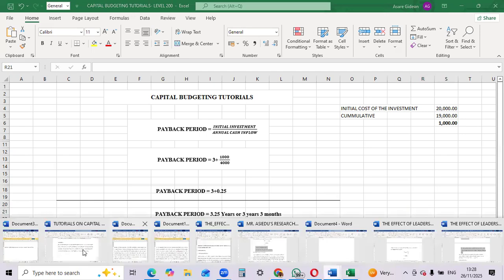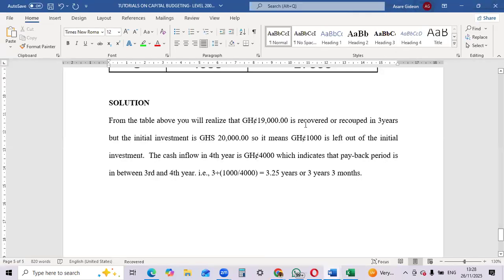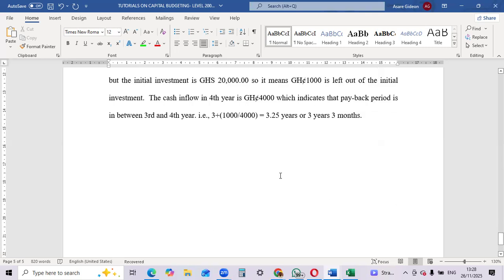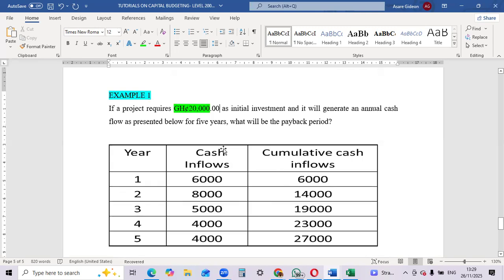So I wrote here that from the table above, realize that 19,000 is covered or recouped in 3 years, but the initial investment is 20,000. So it means 1,000 is left out of the initial investment. Are you getting the point? Now the cash inflow in the 4th year is 4,000, which indicates that the payback period is in between the 3rd and the 4th year. So now it's going to be 3 plus 1,000 cedis divided by 4,000, which is going to be 3.25 years or 3 years, 3 months. So that is what it means. Hope the understanding is okay.